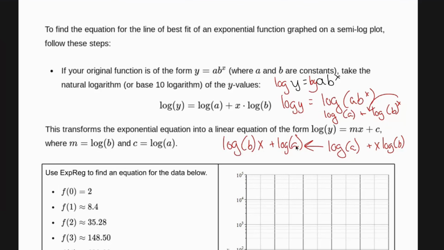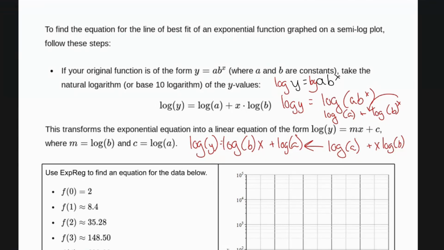So like, I don't know, like 4 and 8. So 4x plus 8 is a linear equation. So if I want to find a line of best fit for a semi-log plot, what I'm going to do is take my exponential equation, log both sides, and then I should be able to write it out in that form. So it'll say log of y equals whatever that multiplies out to.